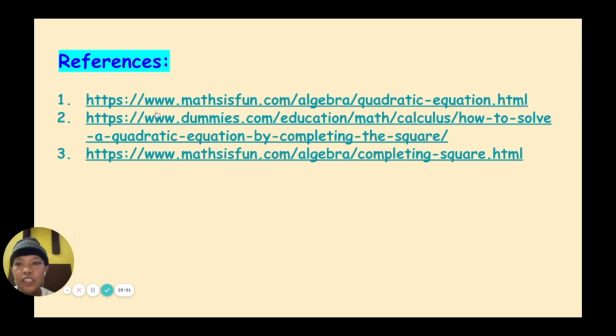Yun po. So, ito po yung mga references natin. These are links. Nasa internet po yan. May mga sample problems po and explanations about yung pinag-usapan po natin na solving quadratic equation by completing the square. Okay po. For additional info and additional examples, makikita nyo po dyan. So, ilalagay ko po ito sa description box para po ma-navigate nyo rin po siya sa internet.